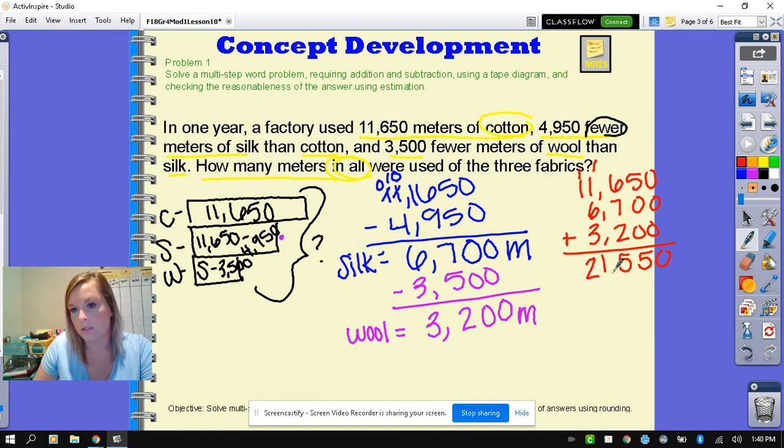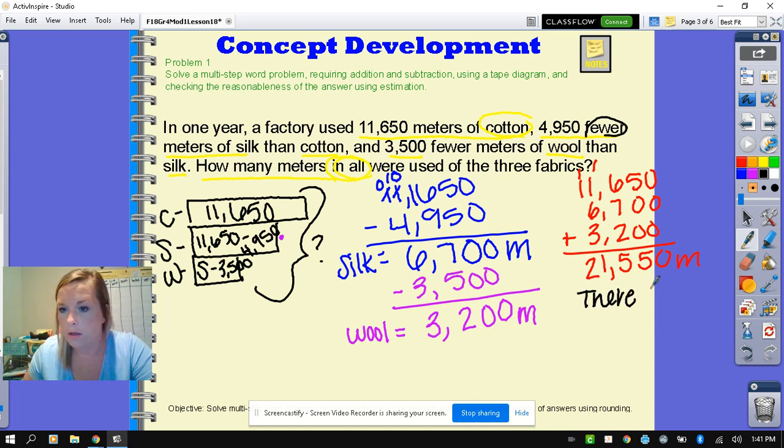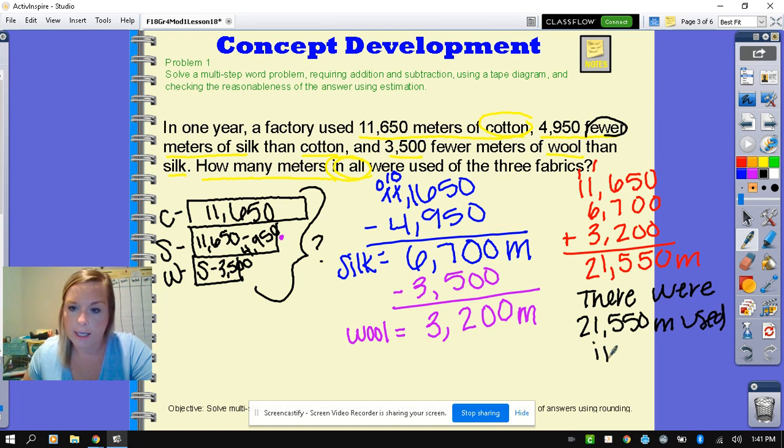And there's our 2. So our answer should be 21,550 meters. So I'm going to go ahead and write that as a statement just so I have it. There were 21,550 meters used in all.